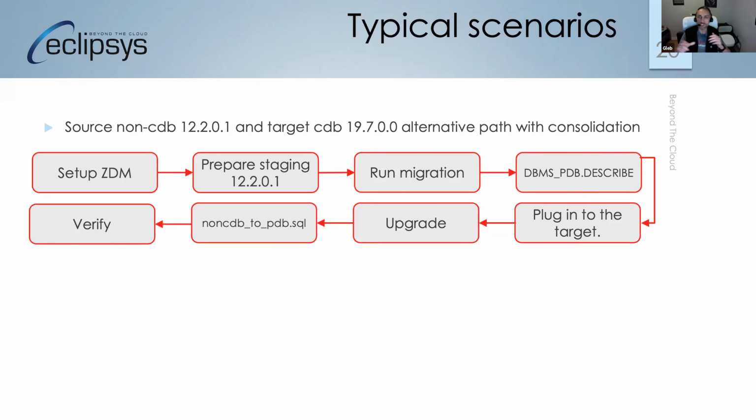So you run the package DBMS_PDB.DESCRIBE. It will write information about your database to an XML file. Then using that XML file, you plug that database into the target 19.7. In the target 19.7, you run upgrade for the PDB, which you just plugged in. After running upgrade, you run the script noncdb_to_pdb.sql. You have that script in Oracle Home, and your database is inside 19.7 as a pluggable database.